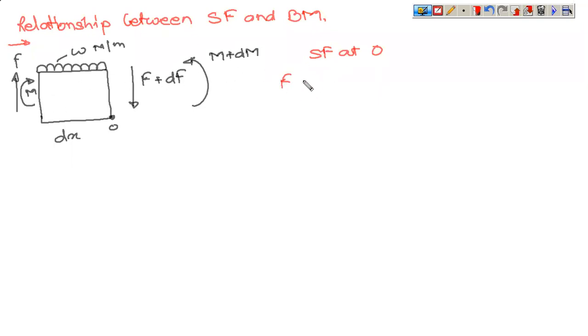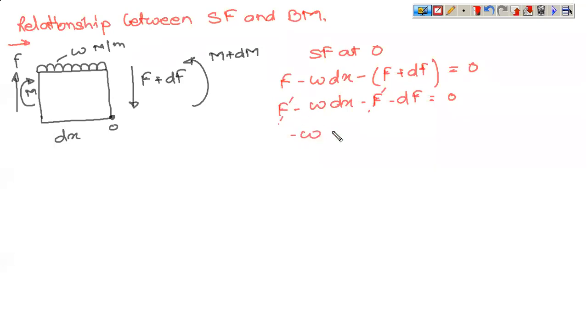Now this is negative of magnitude W into dx, and this is a negative shear force. So this is minus (F plus dF). As it is in a state of static equilibrium, this will be equal to 0. So what do you have? F minus W dx minus F minus dF is equal to 0. So this F and this F cancel out each other. So you have minus W is equal to dF by dx.